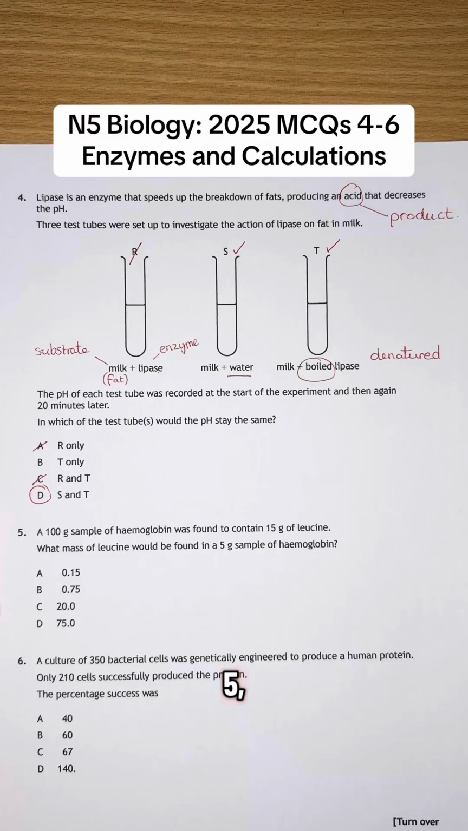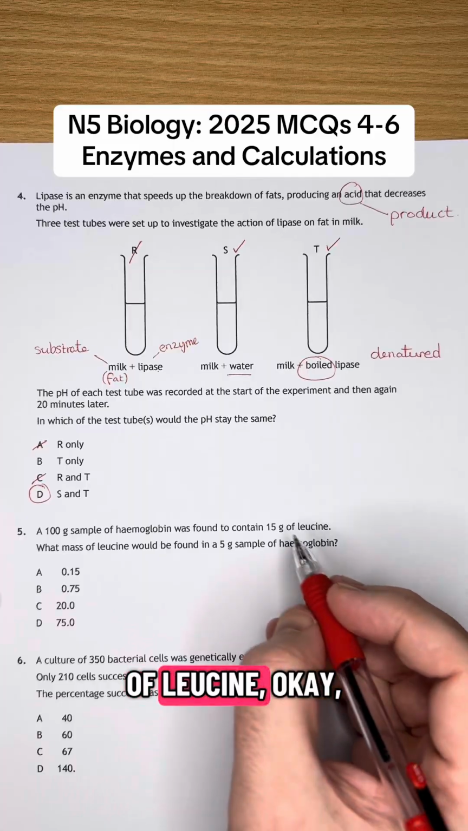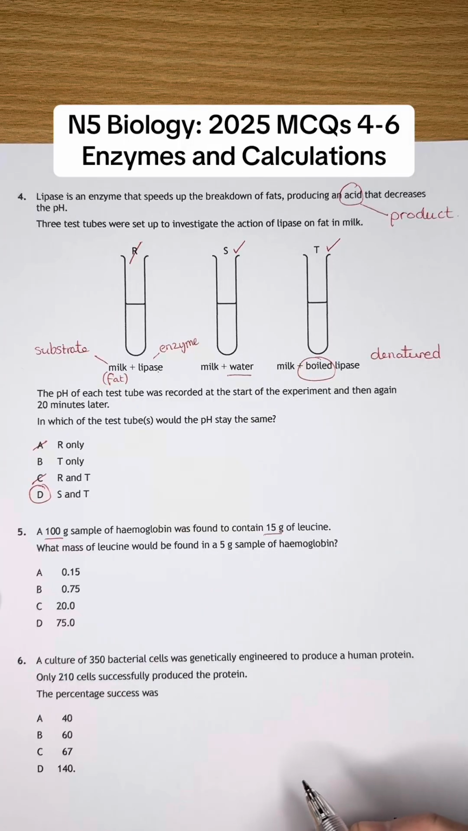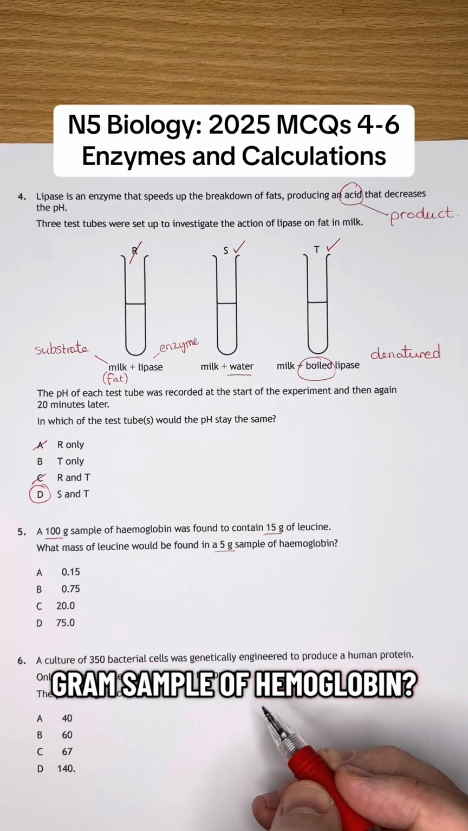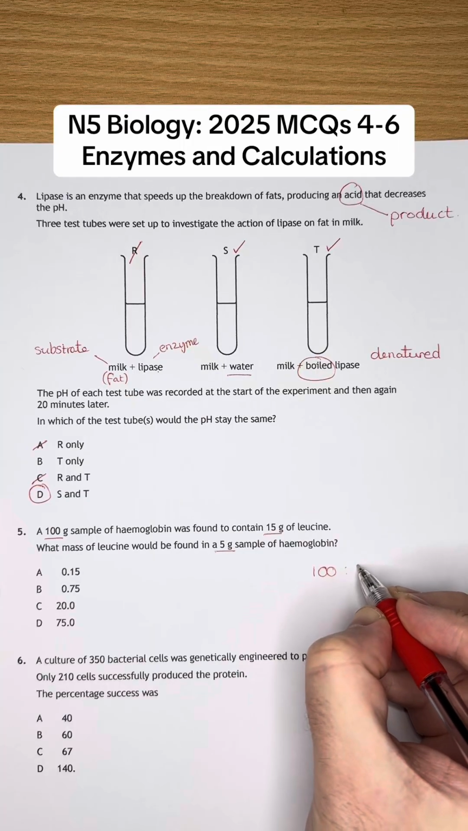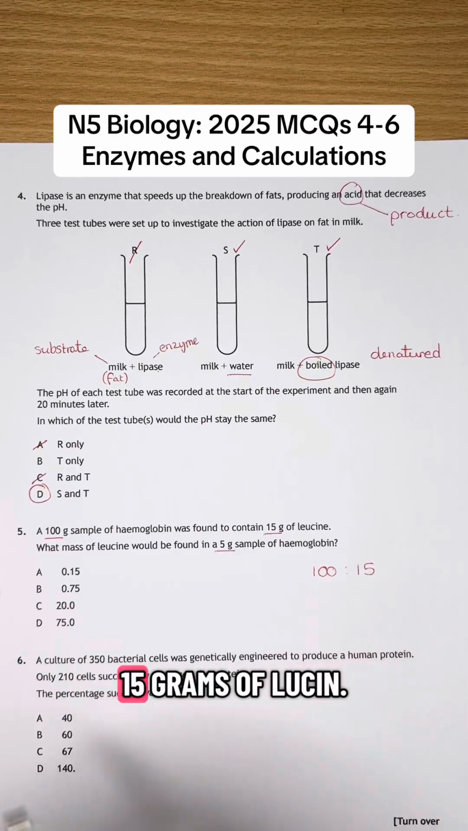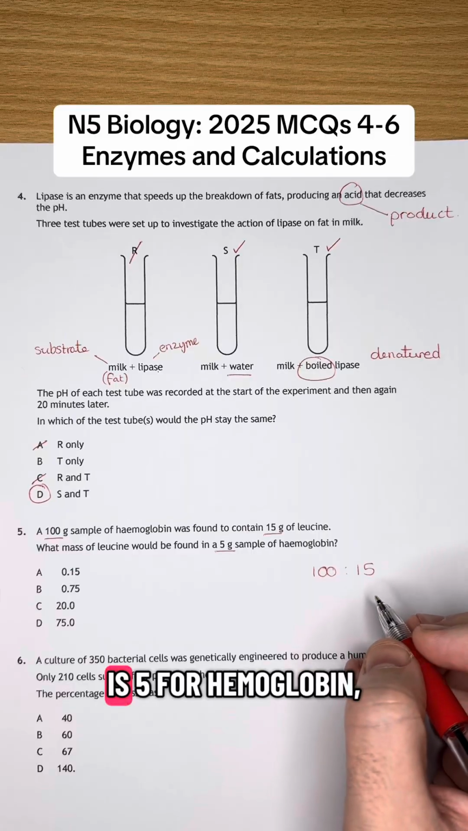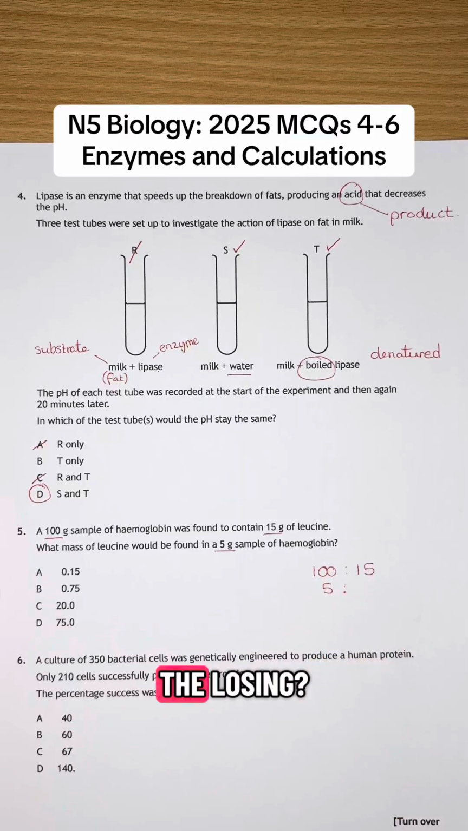Okay, for number 5, a 100-gram sample of hemoglobin was found to contain 15 grams of leucine, okay? So 15 grams of leucine from 100 grams of hemoglobin. What mass of leucine would be found in a 5-gram sample of hemoglobin? Okay, so what it's saying is when there's 100 hemoglobin, that would have 15 grams of leucine. And this time when the mass is 5 for hemoglobin, what would be the leucine?